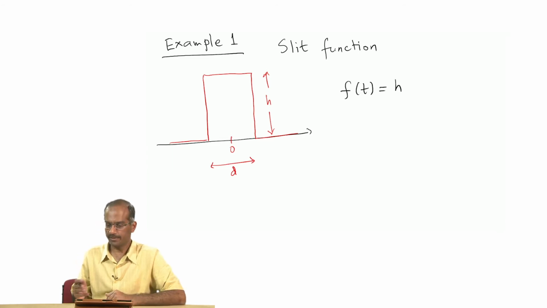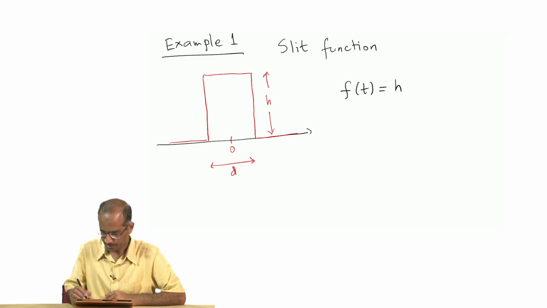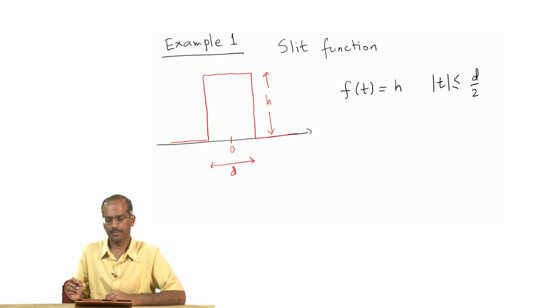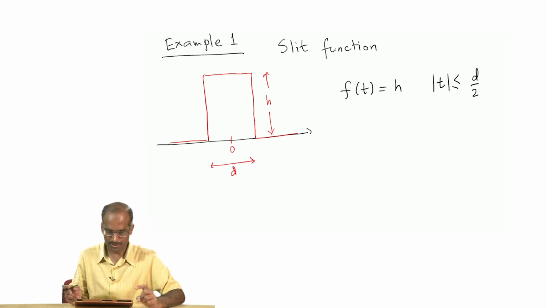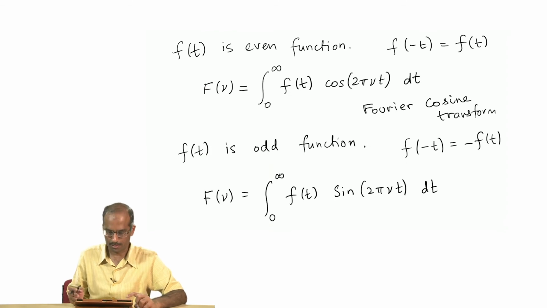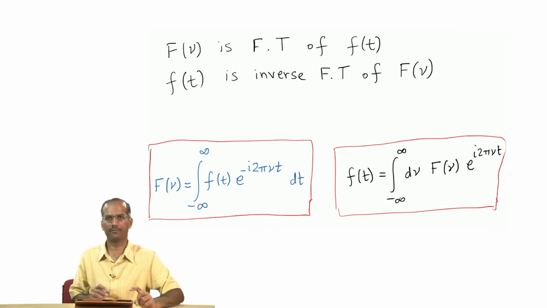So, the function can be defined as f of t is equal to h if t is less than or equal to d by 2, or maybe more correctly, if modulus of time is less than or equal to d by 2. Now, to obtain the Fourier spectrum, we simply need to use the formula that we just obtained for Fourier transform.